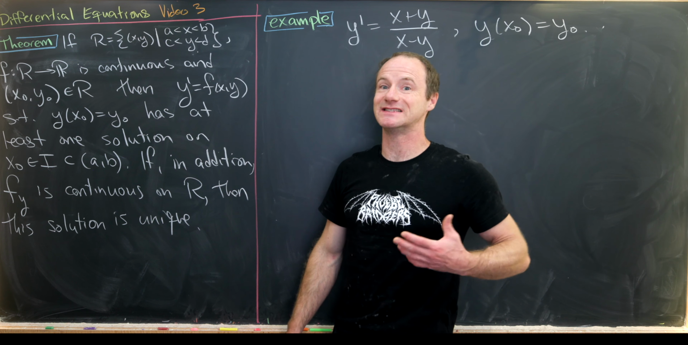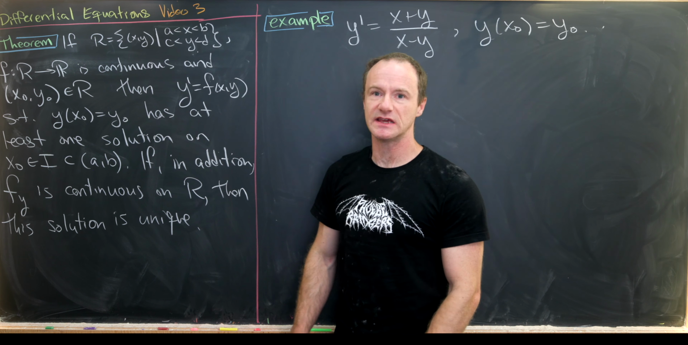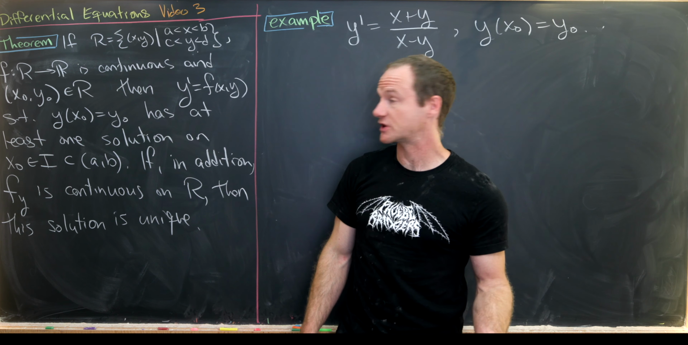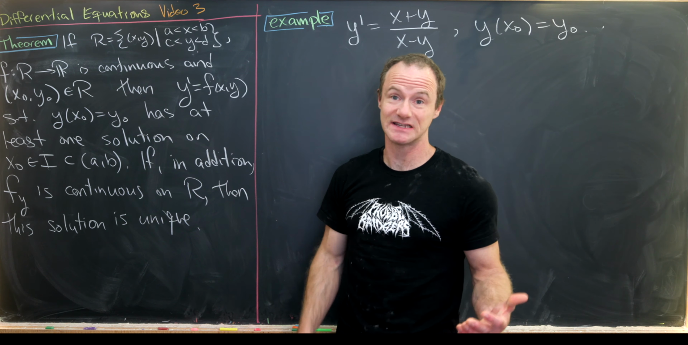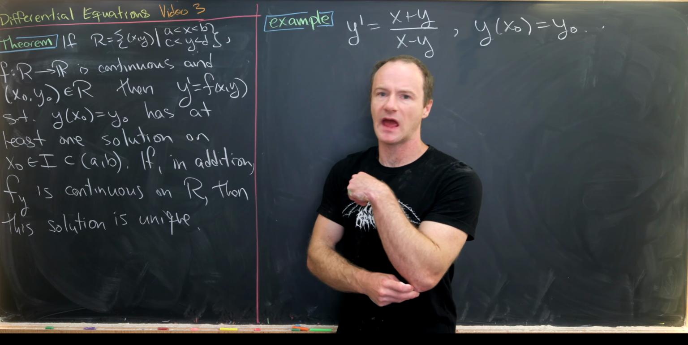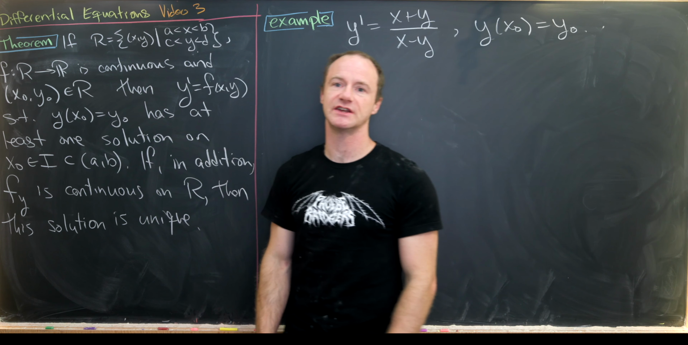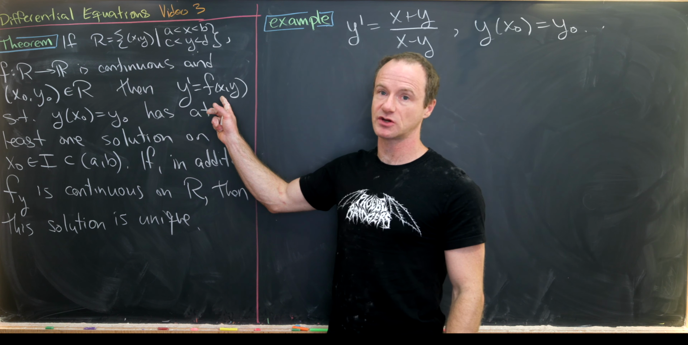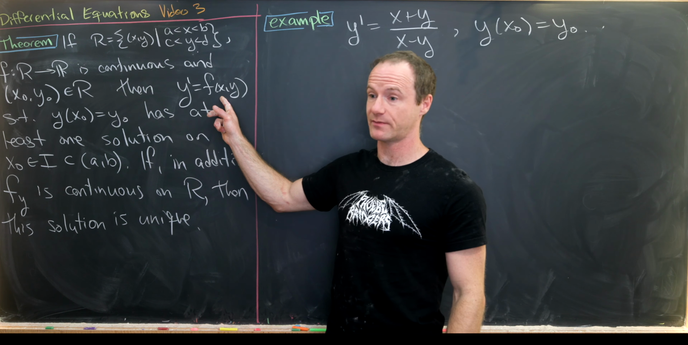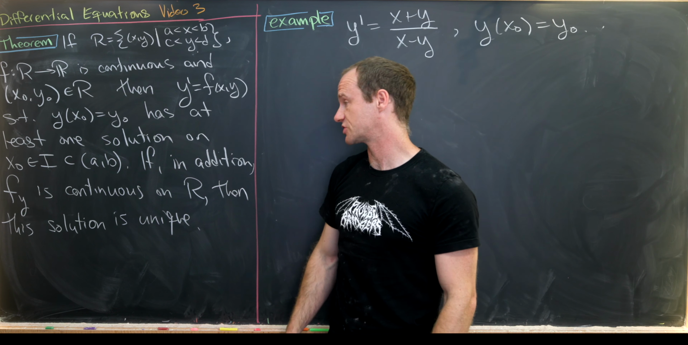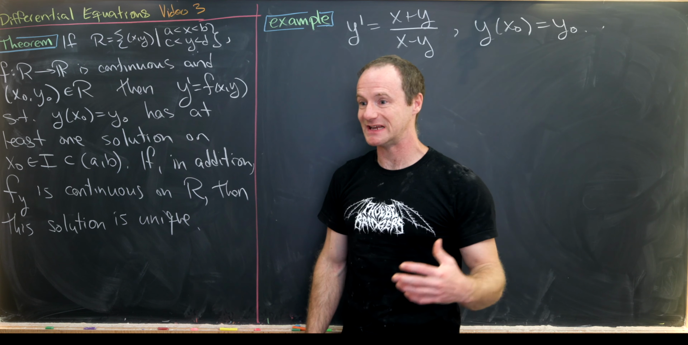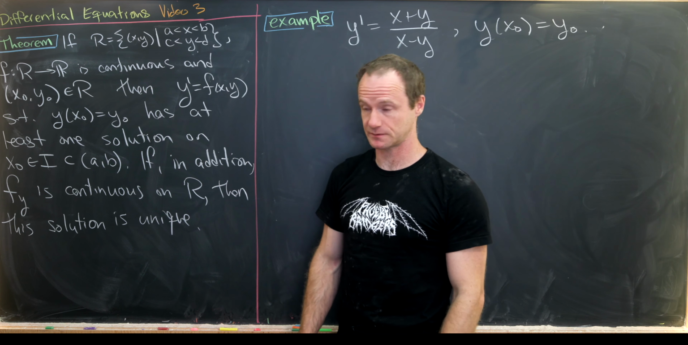So that's the existence of a solution given that this function defining the first order differential equation is in fact continuous in the right spot. And we have some sort of initial condition that makes sense. I should point out that this could be a linear, nonlinear, separable, or non-separable differential equation. Okay, so that's the first part, when we are guaranteed the existence of a solution.